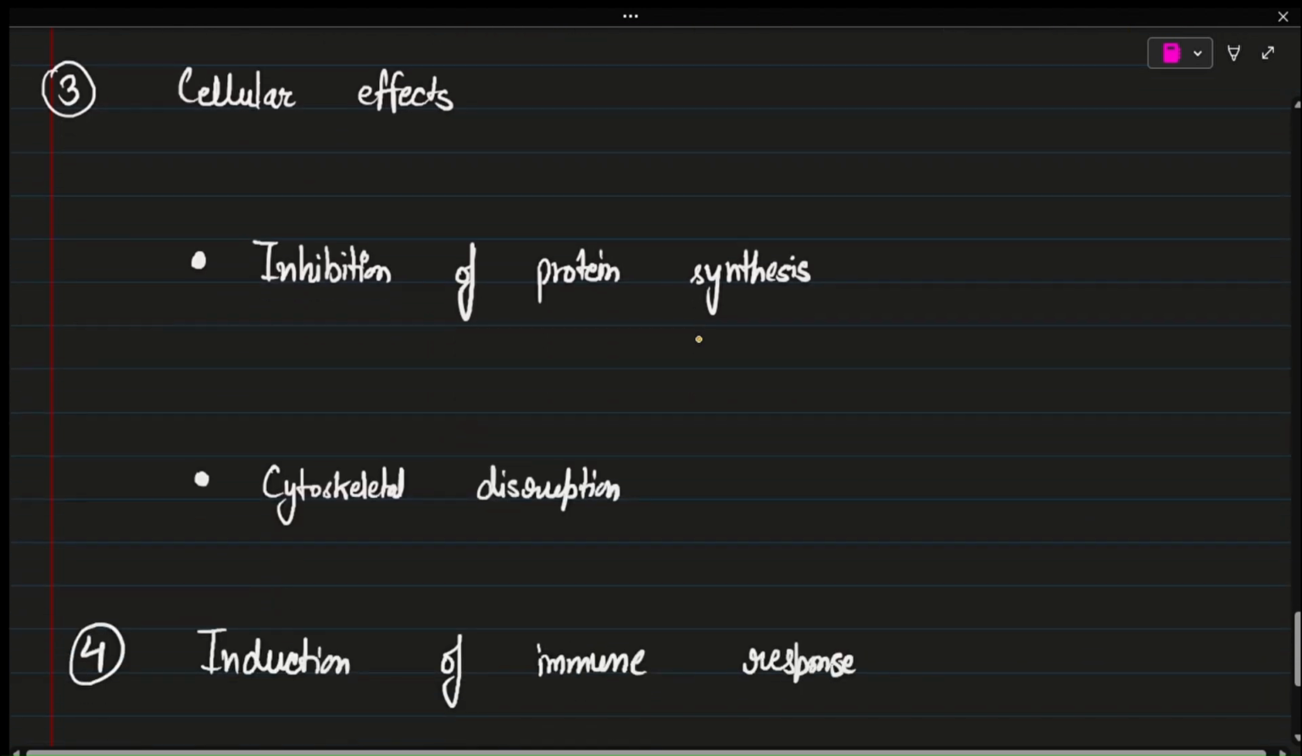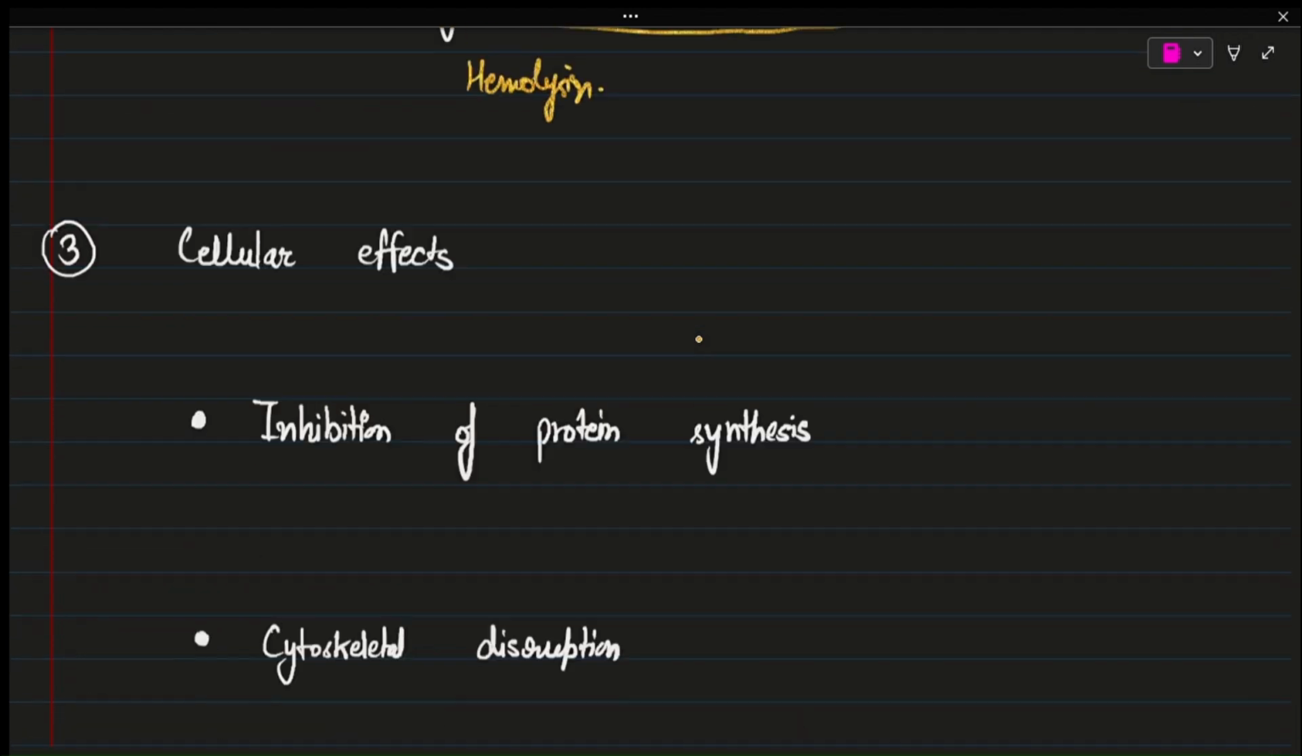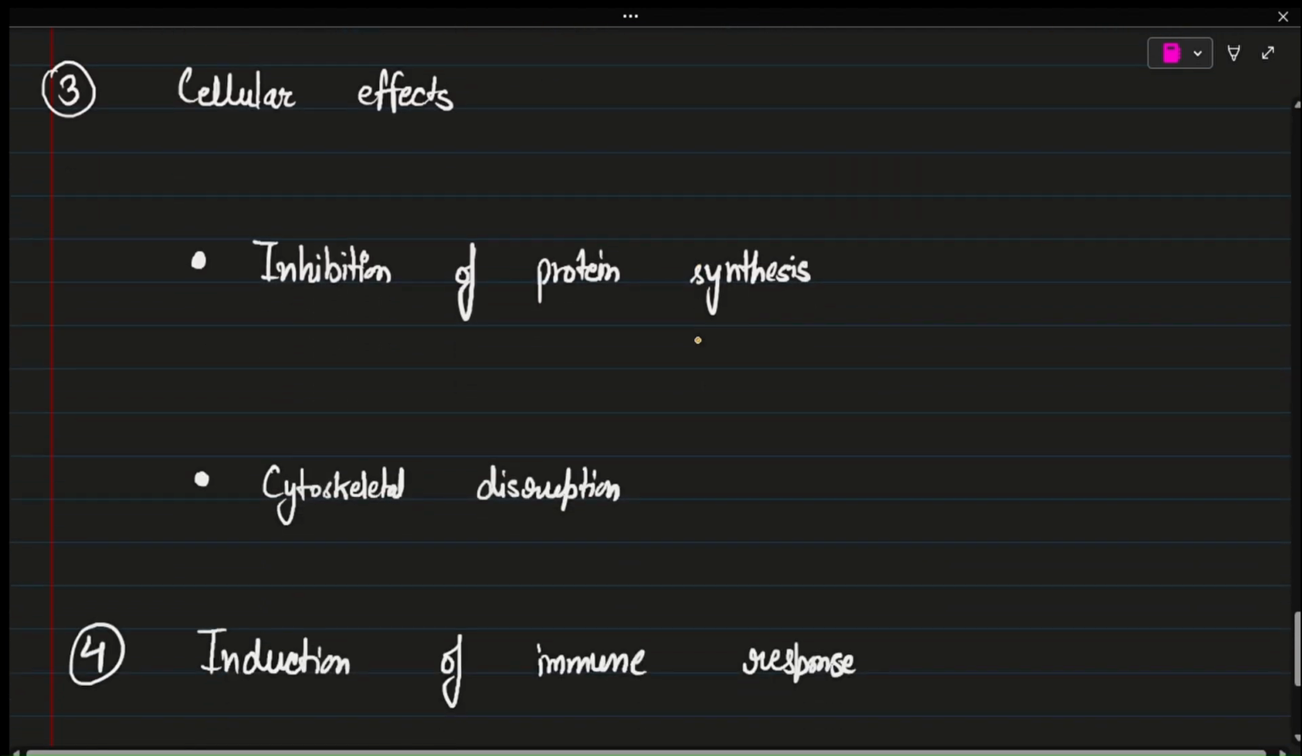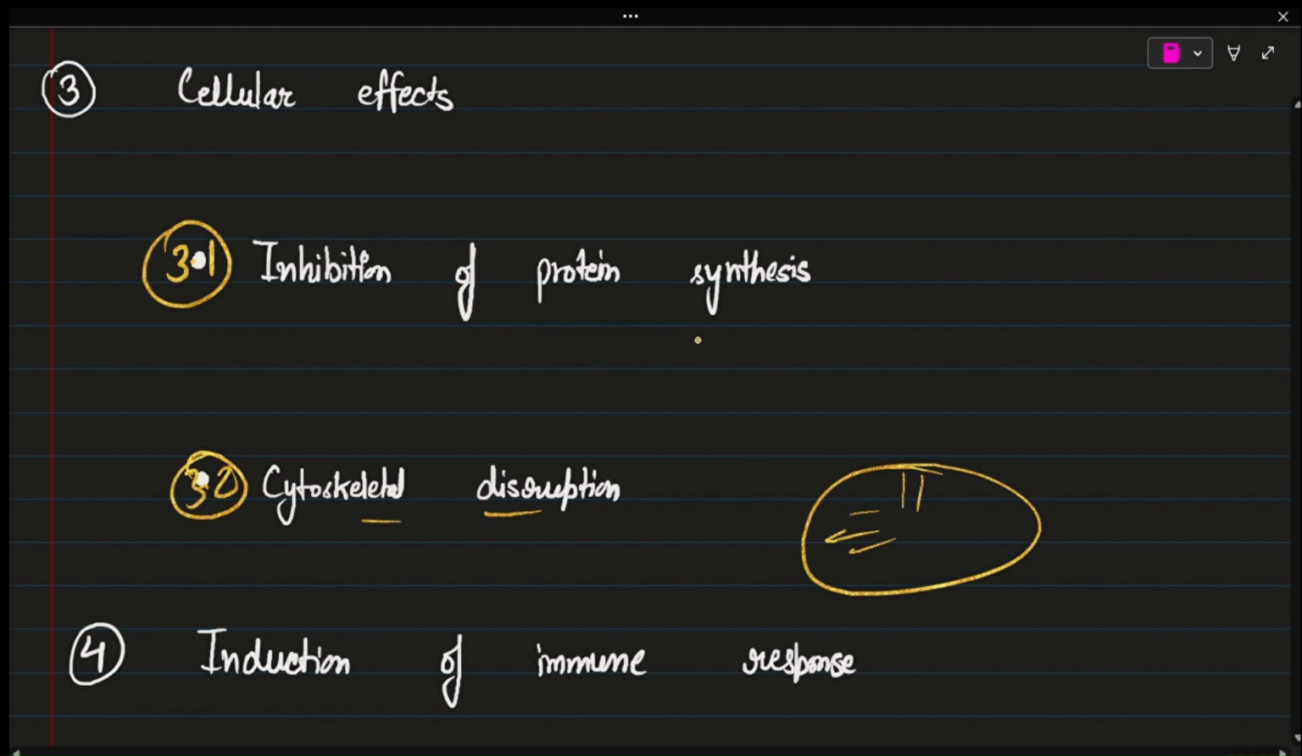Now third, we will move to the cellular effects. This is also the next step through which toxins affect our body. So the first point, which is 3.1, here will be the protein synthesis, and 3.2 will be our cytoskeletal disruption. Okay, so let us start with the cytoskeletal.